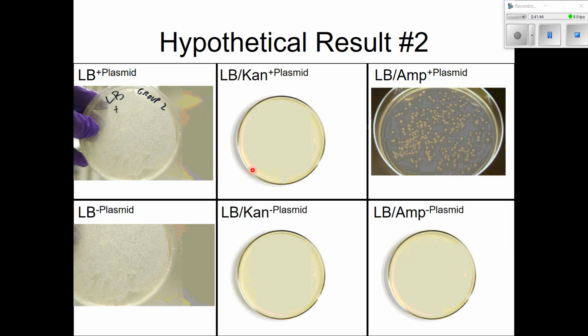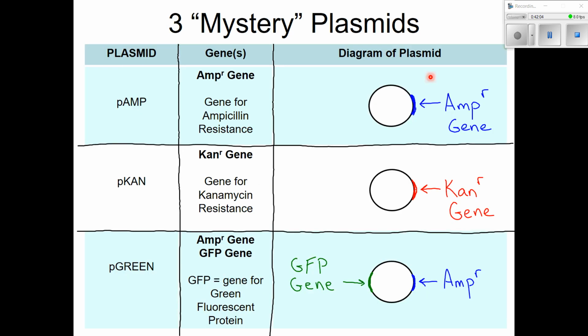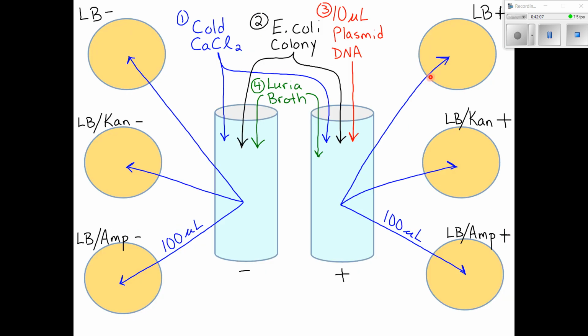Okay, different set of hypothetical results. We still have our lawn on both of the LB plates. That should always be the case. Notice no growth on either kanamycin plate, no growth on the ampicillin plate except for the AMP plus plate. Remember, the AMP plus plate would be the ampicillin plate onto which cells were spread from the plus tube. So they did have a chance to take in the plasmid.